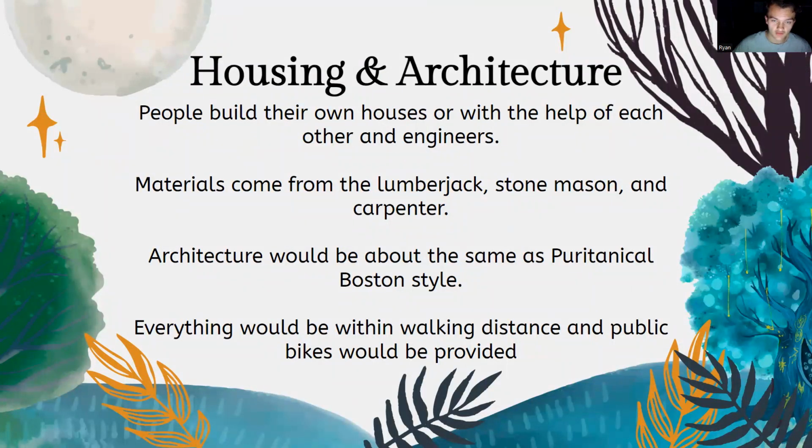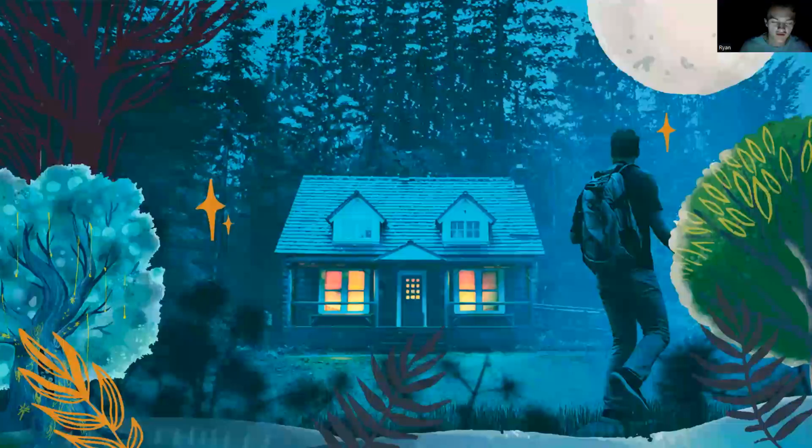And then for transportation, everything would be within walking distance. There would be no need for any sort of cars, any horses, none of that. I mean, public bikes will be provided if you just might not feel like walking one day, but other than that, it's going to be pretty small. And this is just a visual representation of what I found online, an image of a cute little house.